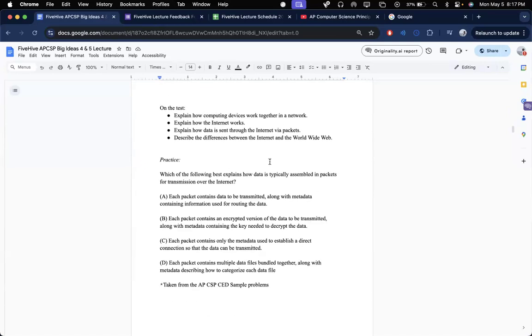So as far as on the test, we need to be able to explain how computing devices work together in a network, explain how the internet works, and explain how data is sent through the internet via packets, and of course, describe the differences between the internet and the World Wide Web. I do think the S is just standing for secure. It may also stand for some other thing, but I could be wrong.